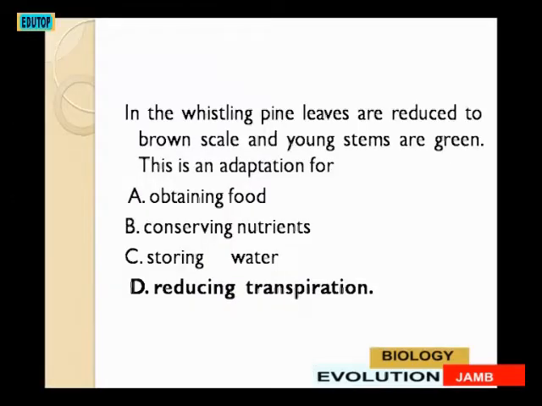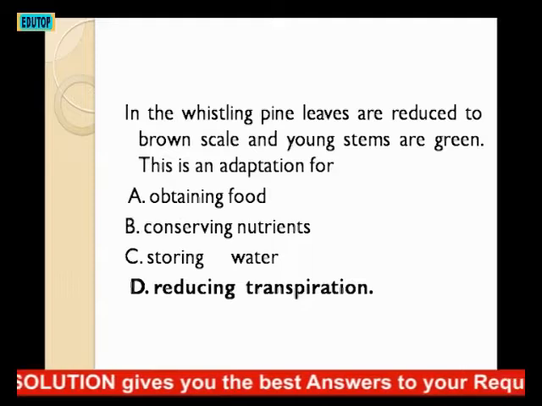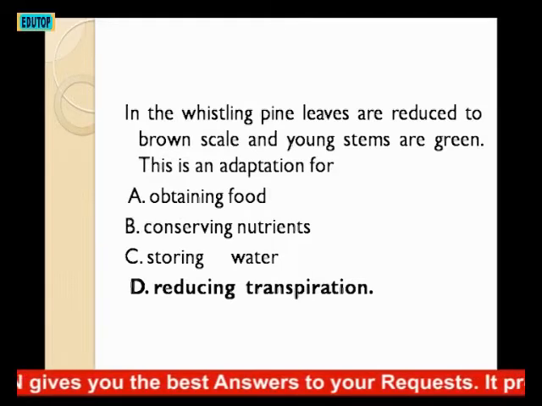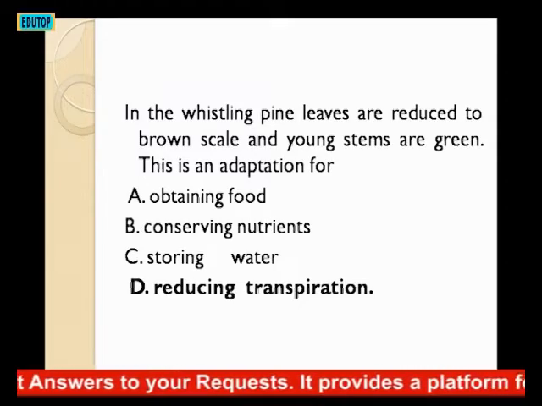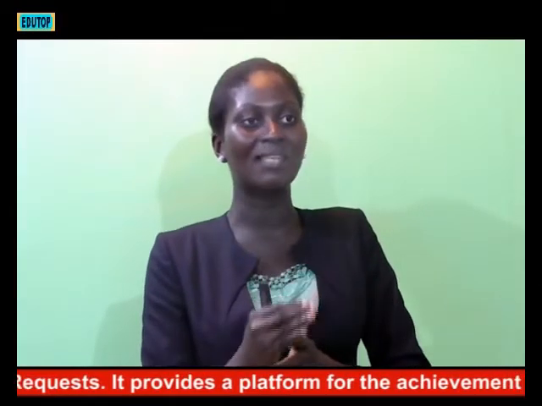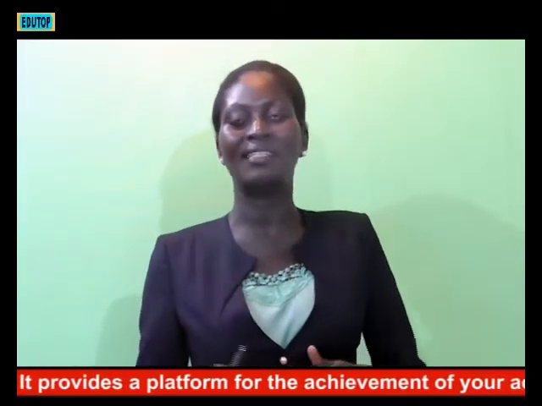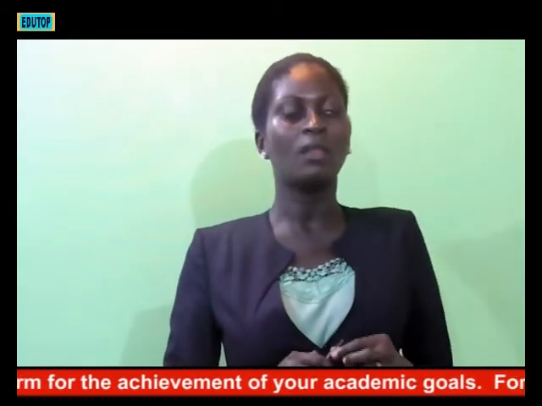Then the next one. In the whistling pines, leaves are reduced to brown scale and young stems are green. This is an adaptation for what? A. Obtaining food. B. Conserving nutrients. C. Storing water. D. Reducing transpiration. The answer is D. To reduce transpiration, to reduce water loss. That is why the pine leaves are reduced to brown scale and their young stems are green, to reduce transpiration.